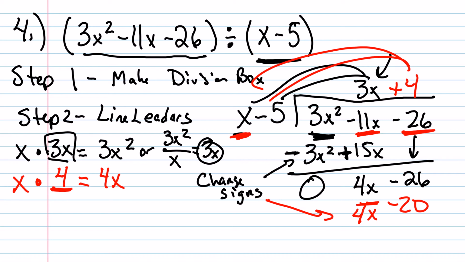Well, remember, you still have to change both signs. So I make that a minus, I make that a plus. Most common mistake right there. People forget to change signs. 4x minus 4x, 0, that's just my self-check. Negative 26 plus 20 is minus 6.